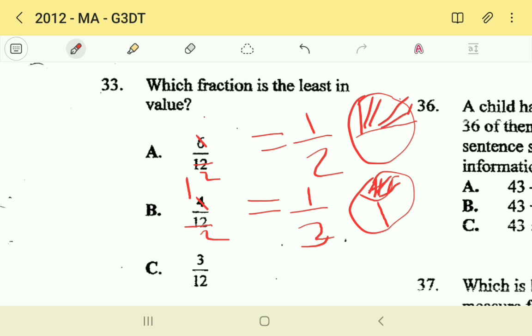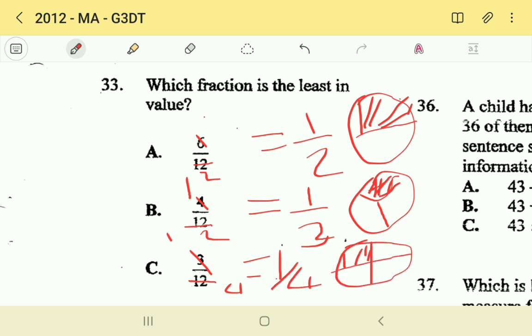All right, and this one is 3 into itself 1, 3 into 12 is 4, which is a quarter, 1 over 4. So you have the same size circle, but this time you cut it into 4 and you take out one piece. So which one is the least in value? Because you're going to divide this into 4, it means more parts, so the parts would be smaller. Get it, everybody? So the least is a quarter.